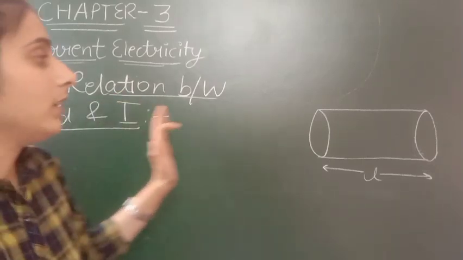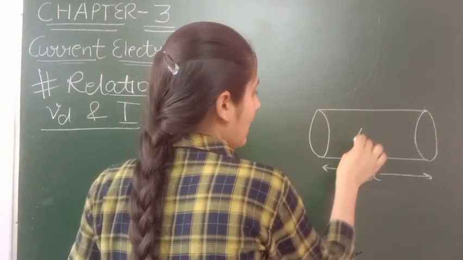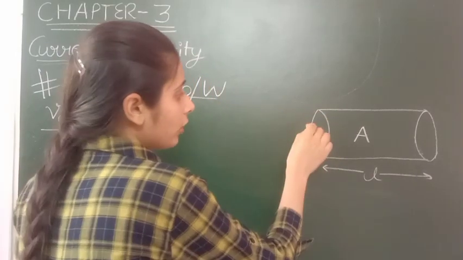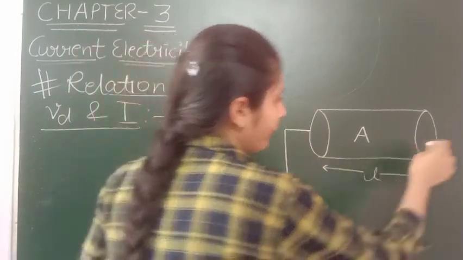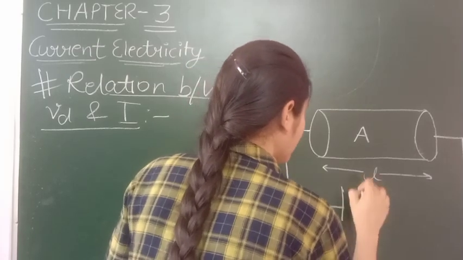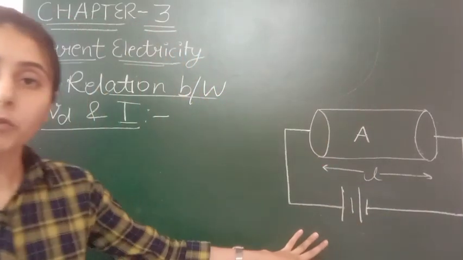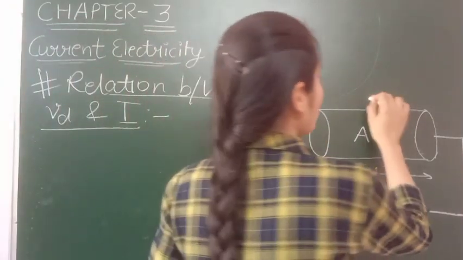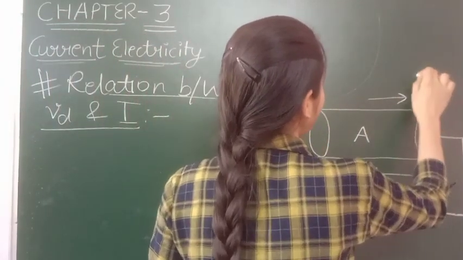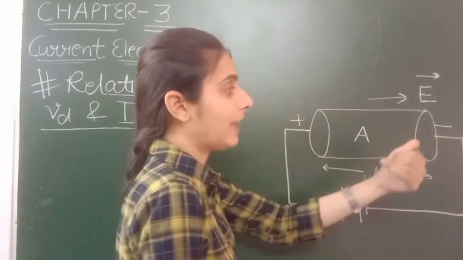So for that, take a conductor. Suppose we have a conductor of length L and area A. Now we apply an electric field. We'll pass the electric field on this conductor. When we apply the electric field, you can see the direction of the electric field is this, that is from positive to negative.